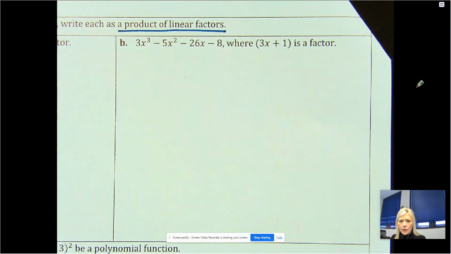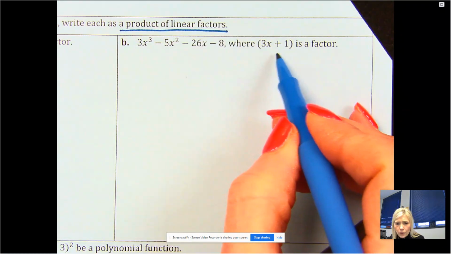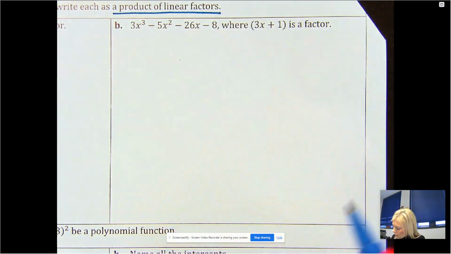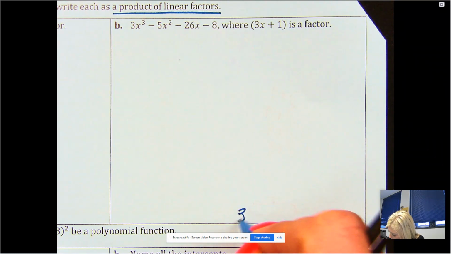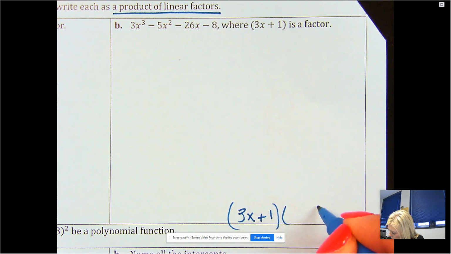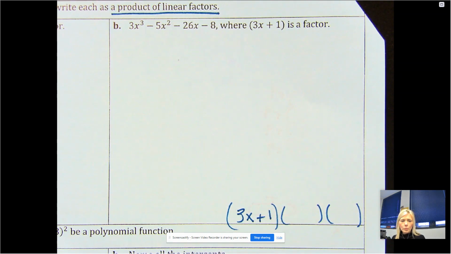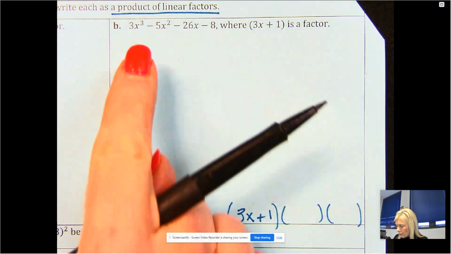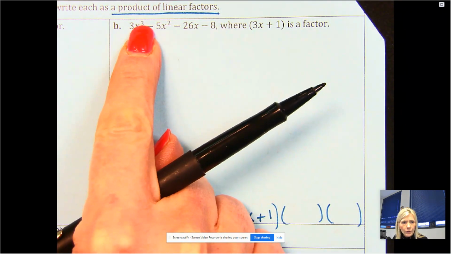That's our goal. So we know one of the linear factors is 3x plus 1. So I'm going to put that here. It's the first part of the answer. And we have to find 2 more parts. And I know it's 3 parts altogether because of the exponent here of 3.